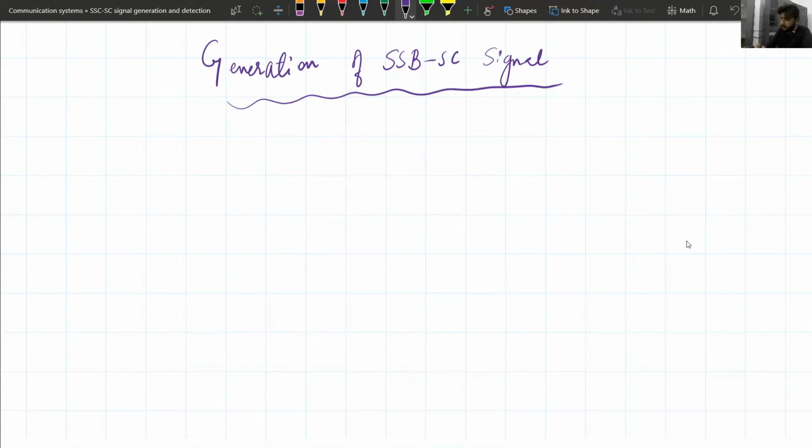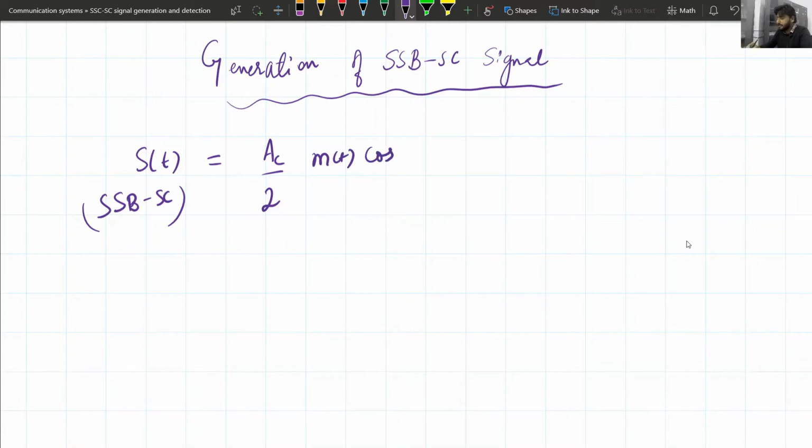Now, an SSB-SC signal we had derived earlier, written as AC by 2 m(t) cos 2 pi fct minus plus AC by 2 m hat(t) sine 2 pi fc t.